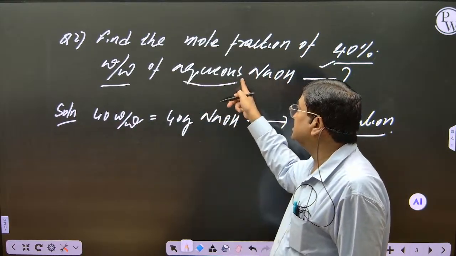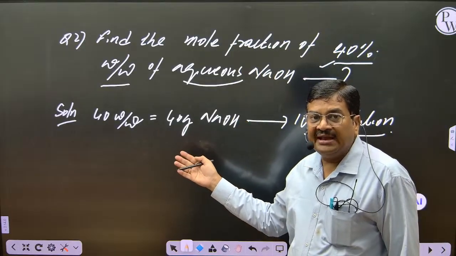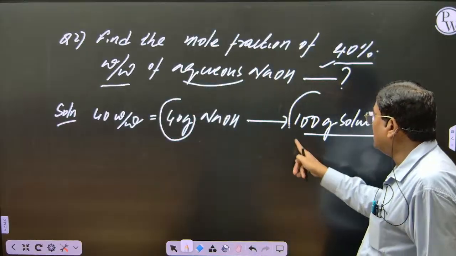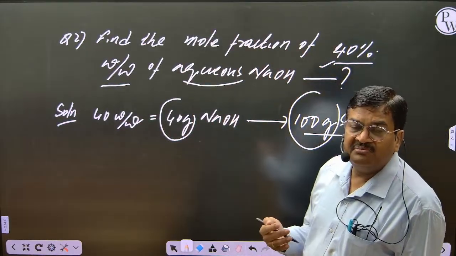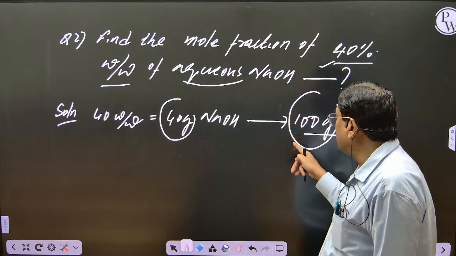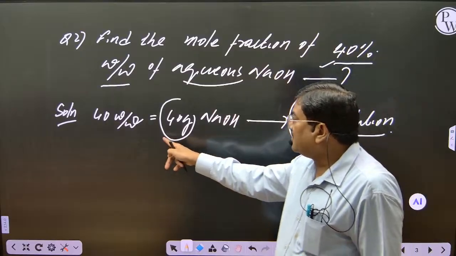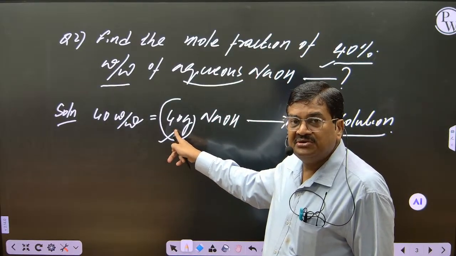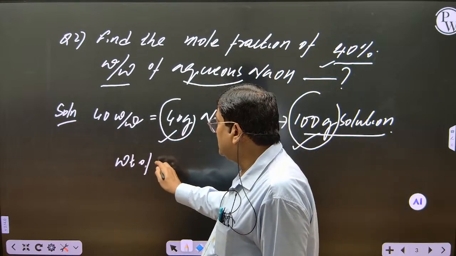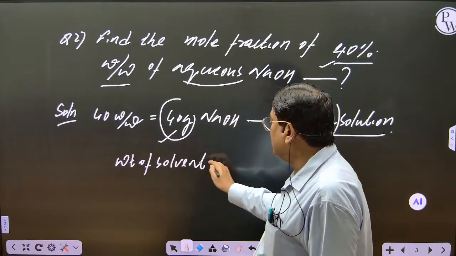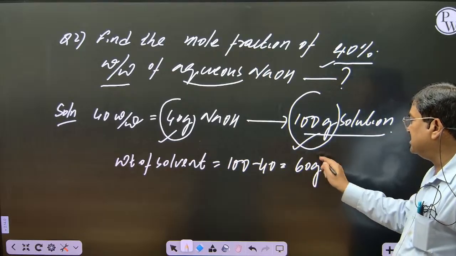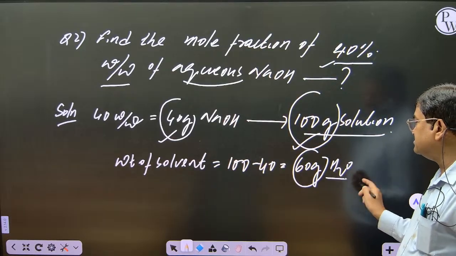Your aqueous. But had he given water to you directly? No, no. Mass of solute we know, 40. Mass of solution we know, 100 grams. Then how do we get the mass of solvent? In order to get the mass of solvent, from 100 grams of solution, subtract 40. That gives the weight of solvent. Understood? So here write weight of solvent. How do we get it? From 100 grams of the solution, subtract 40 grams of solute. That gives 60 grams. Water mass we are getting.